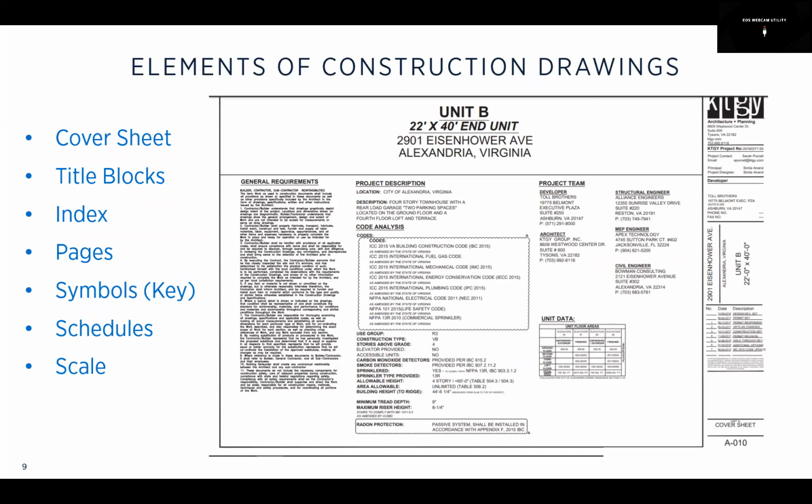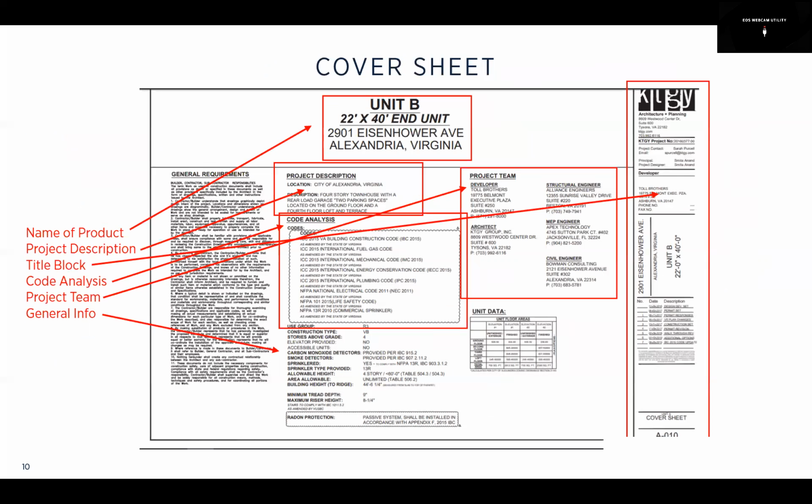All right, elements of construction drawings. So we have our cover sheet, title blocks, index pages, symbols or key, schedules, and scale. We're going to go through each one of those. Cover sheet, tons of information here. So we've got the name of our project, project description, title blocks, code analysis, the project team, and general information. We're going to go through each one of these because this is super critical information to our project.